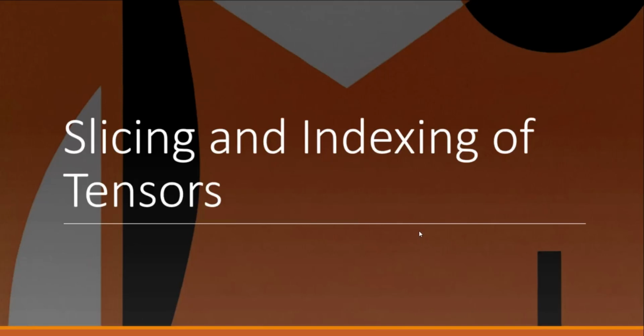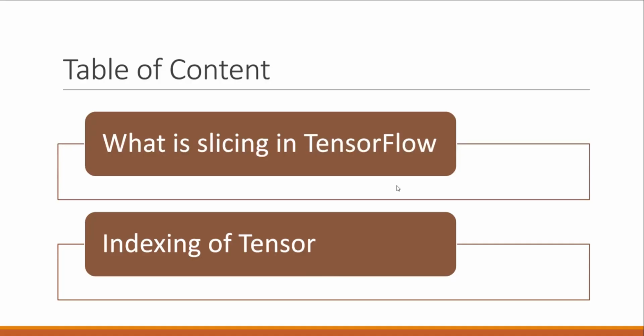So till now we have understood how to create a tensor in TensorFlow, and now we will discuss how to access and extract values from a tensor by using slicing and indexing. Following is the given table of contents. First we will discuss what is slicing in TensorFlow, and next we will discuss indexing of tensor.